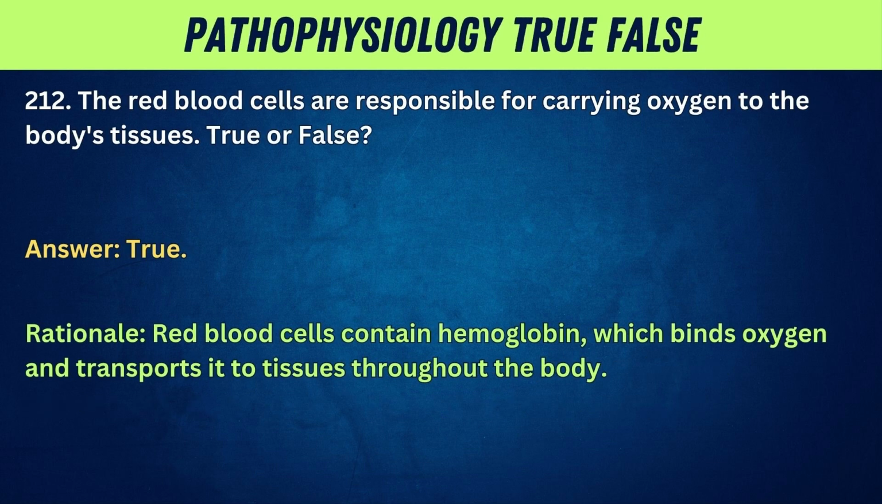212. The red blood cells are responsible for carrying oxygen to the body's tissues. True or false? Answer: true. Rationale: red blood cells contain hemoglobin, which binds oxygen and transports it to tissues throughout the body.